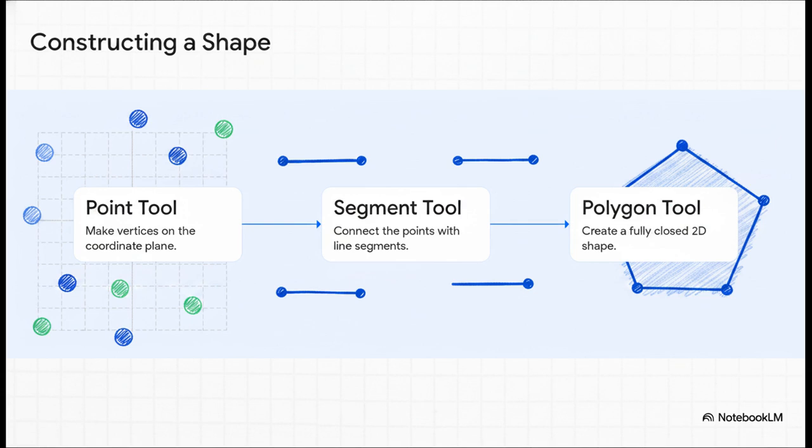First up, you grab the point tool. Now a point is just a location, but when you drop a few of them down, they become the vertices of your future shape. Next, you use the segment tool. Our geometry standards tell us a line segment connects 2 points, so you just click your points to link them up. And finally, the polygon tool. By connecting a series of points and coming all the way back to your starting vertex, you create a fully closed two-dimensional shape. And just like that, the whole shebang is constructed and ready for our next steps.